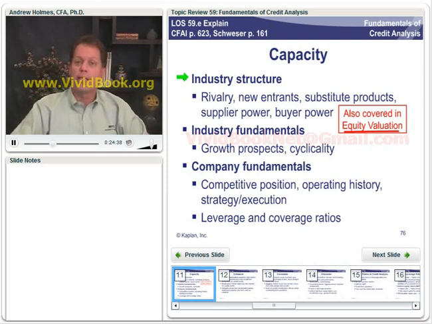So assessing the industry to begin with, that would be back to Porter's 5 forces, looking at these 5 attributes. Then industry fundamentals, so what about growth prospects, cyclicality? That would be another industry consideration. So we can talk about the overall industry, but what about where we are in the business cycle today? What are the growth prospects for the industry given what we're looking at today?